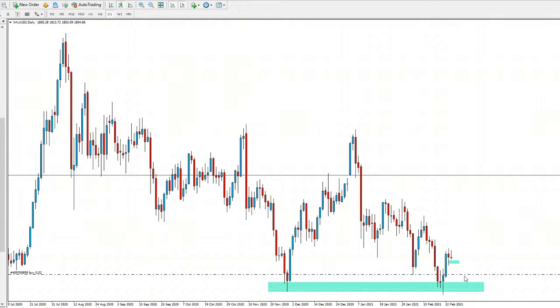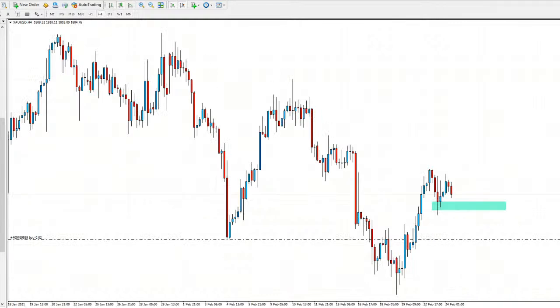For gold, again, I do think we could be seeing a bigger push to the upside in time for this pair, but it does look like we are testing this trend line here in the market.